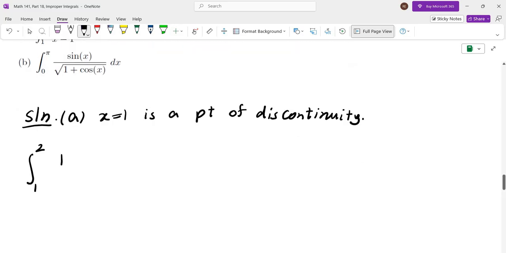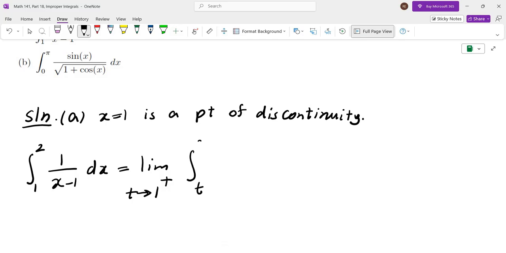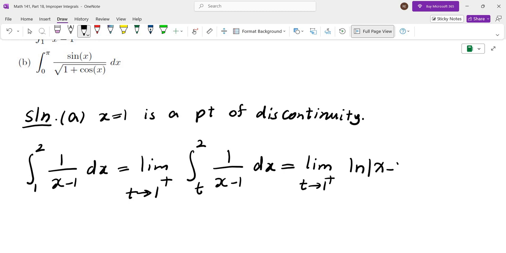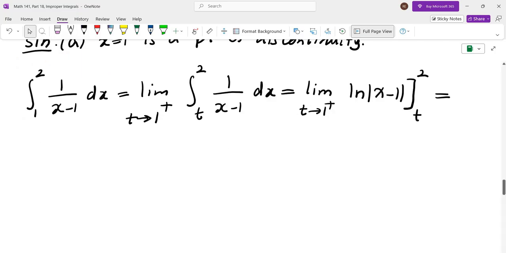So the integral from 1 to 2 of 1 over x minus 1 dx would be the limit as t approaches 1 from the right, because we are looking at the points inside the interval. That's why we have to approach 1 from the right. Integral from t to 2, 1 over x minus 1 dx. Now integration of 1 over x minus 1 is very easy. So that is the natural log of the absolute value of x minus 1 from t to 2. Let's plug in 2.